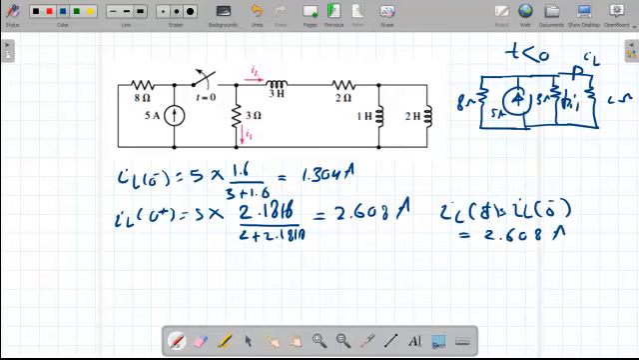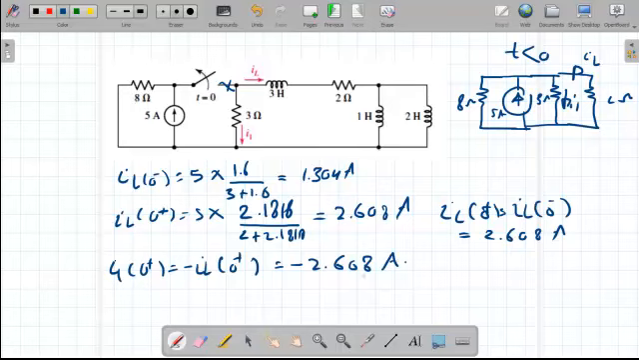I1 at 0 plus, what is it? Now when this switch is open, what happened? What you can see is that there is no current here. Then I1 at 0 plus will equal minus IL at 0 plus, so it will equal minus 2.608 amp.